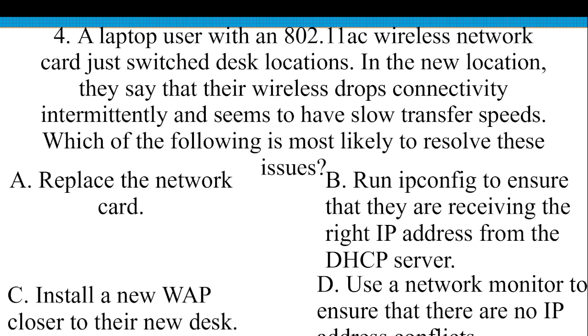Question number 4. A laptop user with an 802.11ac wireless network card just switched desk locations. In the new location, they say that their wireless drops connectivity intermittently and seems to have slower transfer speeds. Which of the following is most likely to resolve these issues? A. Replace the network card. B. Run ipconfig to ensure that they are receiving the right IP address from the DHCP server. C. Install a new WAP closer to the new desk. WAP stands for wireless access point. D. Use a network monitor to ensure that there are no IP address conflicts.